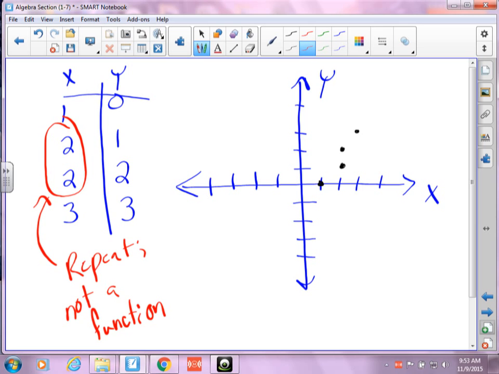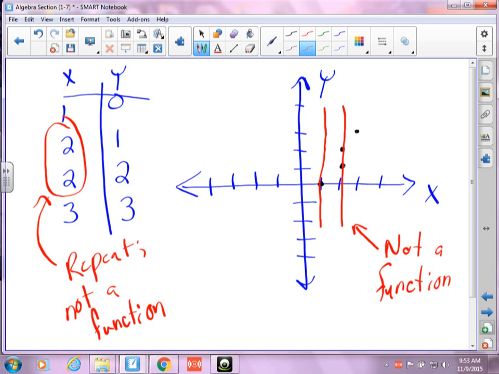Okay? Now, take a look at this. If I draw a vertical line here, does it pass through more than one dot? No. What if I draw a vertical line right here? Does it pass through more than one dot? Yes. So this is not a function because of that line. It crossed that and it touched two dots. So now you can see how the table and the graph are related.